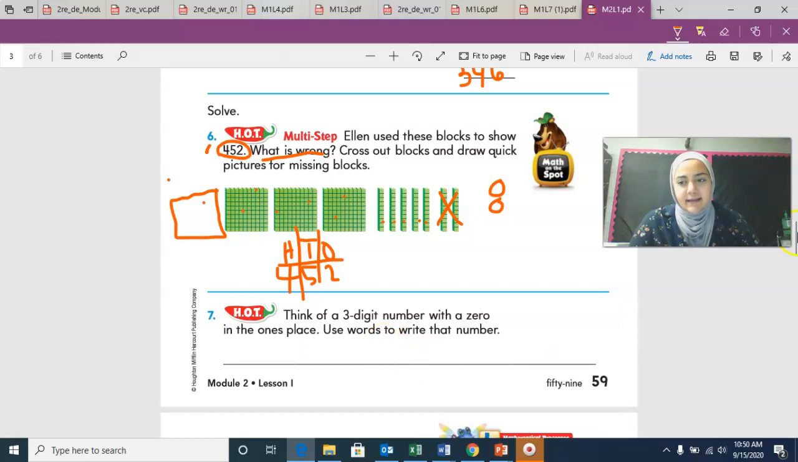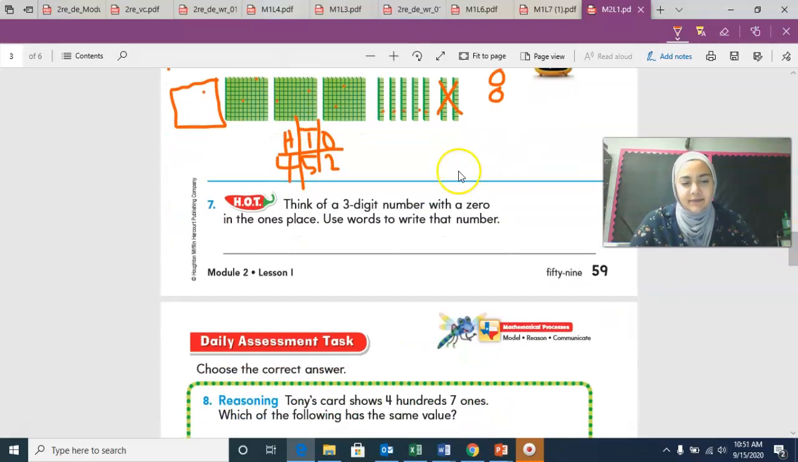All right, let's think about number 7. Number 7 can be spicy sometimes, this hot one. Think of a 3-digit number with a 0 in the ones place. Use words to write that number. That's easy. Okay, so if we draw our ones, tens, hundreds chart, they want us to come up with our own number.